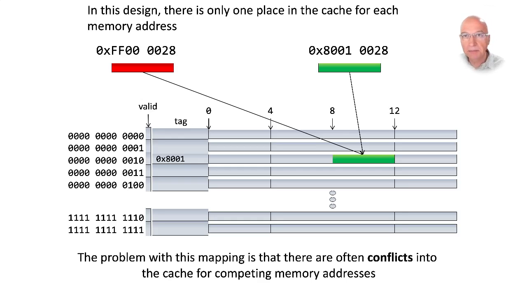The problem with this mapping is that there are often conflicts in the cache for competing memory addresses. So I may have a piece of code in my program that is fairly small, but will constantly be missing in the cache because I have two accesses that are writing on top of each other, and both of them can go only to one specific position in the cache. I like to avoid such conflicts. Those are called conflicts in the cache, and for that I need to improve the design.